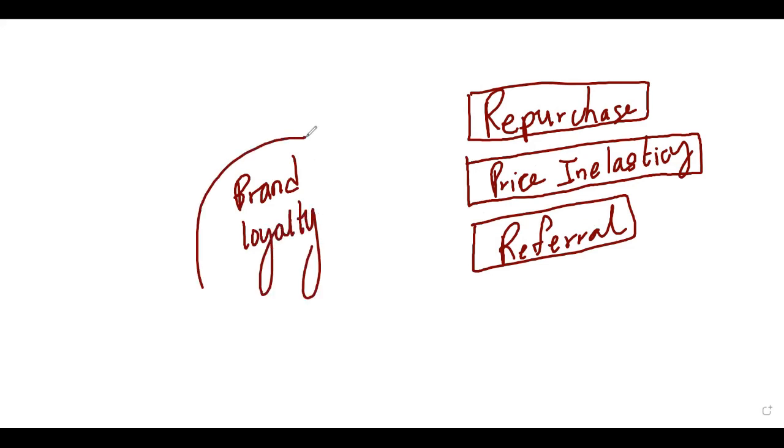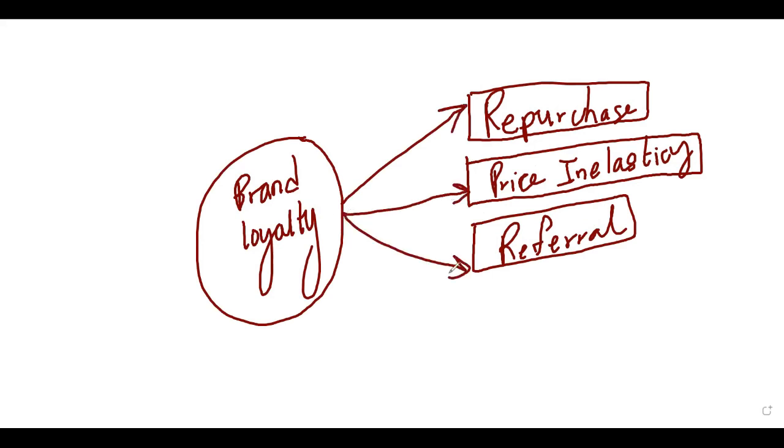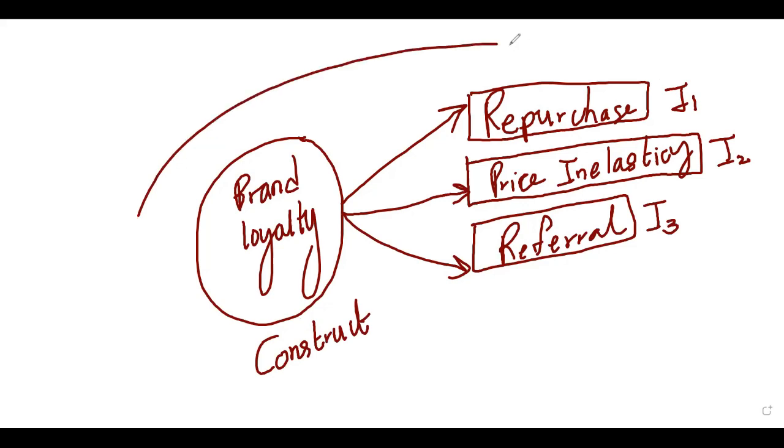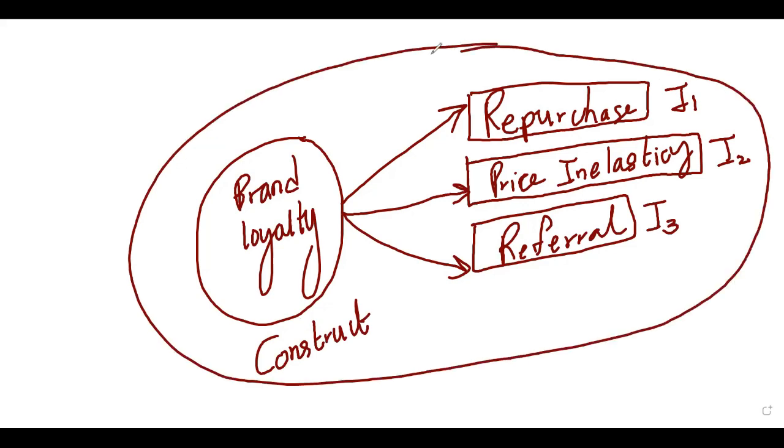The brand loyalty. So we will represent this structure in this way. Okay, so now you can see that this brand loyalty is the construct, and this repurchase is item number 1, and this is item number 2, and this is item number 3. So this structure is known as a zero order construct.